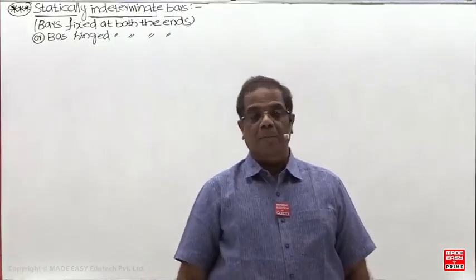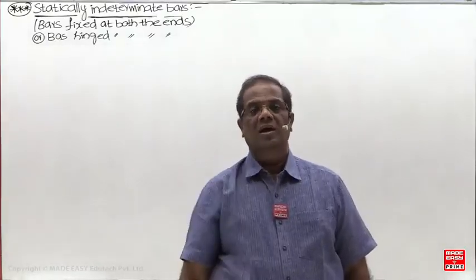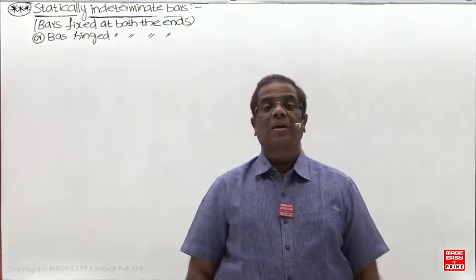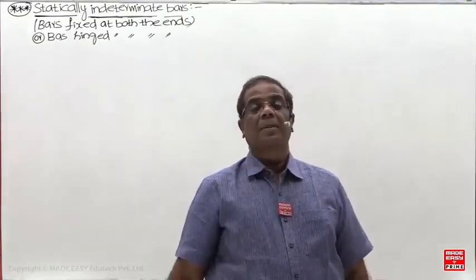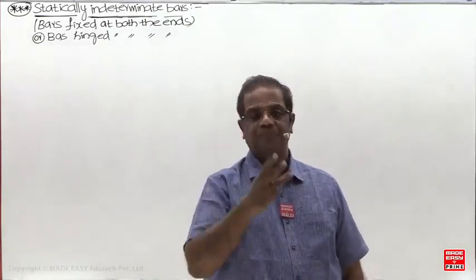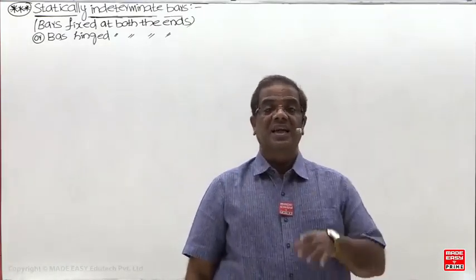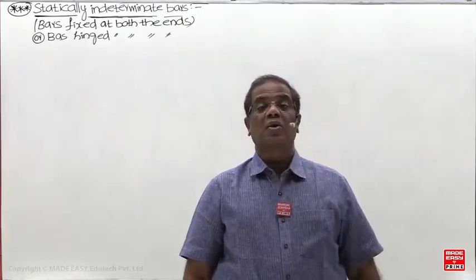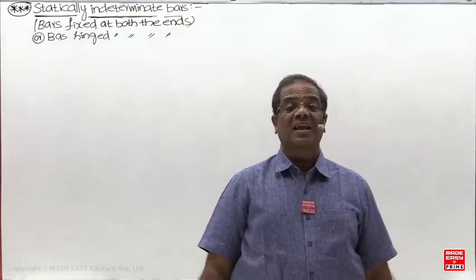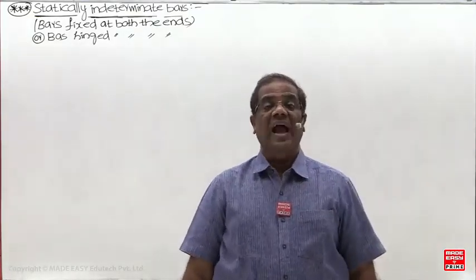And a roller support will restrict only one motion, that is the vertical motion. So the number of reactions at a roller support is only 1. Number of reactions at hinge support is 2. Number of reactions at fixed support is 3. So which support will permit the change in length or axial motion? Only the roller support will permit the change in length. But the fixed support as well as the hinge support will restrict the axial motion.